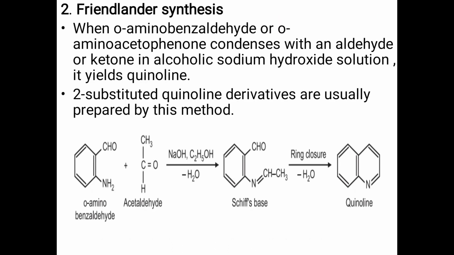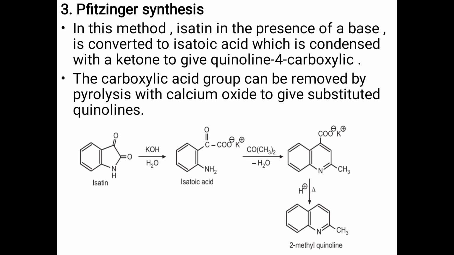Then is the Friedlander synthesis. When o-aminobenzaldehyde or o-aminoacetophenone condenses with an aldehyde or a ketone in alcoholic sodium hydroxide solution, it yields quinoline. 2-substituted quinoline derivatives are usually prepared by this method. Then is the Pfitzinger synthesis. In this method, isatin in the presence of a base is converted to isatoic acid, which is condensed with a ketone to give quinoline-4-carboxylic acid. The carboxylic acid group can be removed by pyrolysis with calcium oxide to give substituted quinolines.